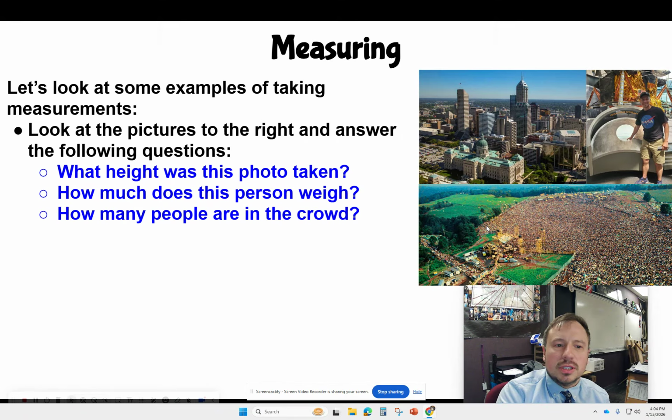And if you look at that person, careful, that's me, right? How much does this person weigh? And if you look at this crowd here, about how many people are in the crowd? If you looked at that person, could you say that person's 181.4 pounds? Probably not, but could you say they're about 180?